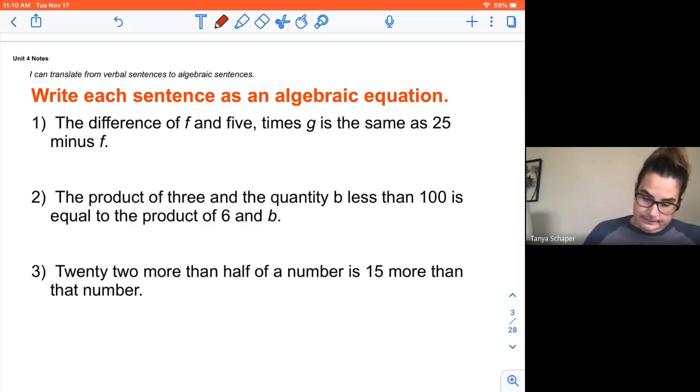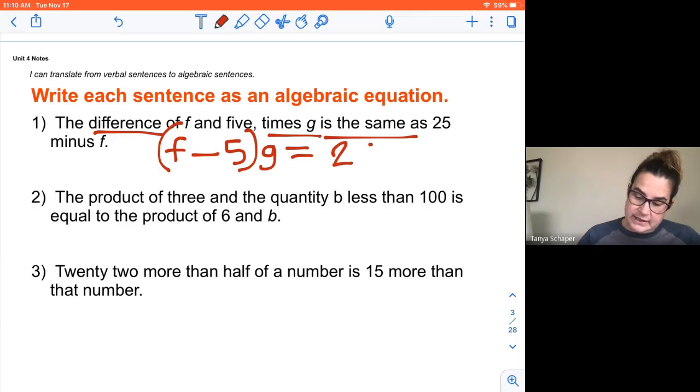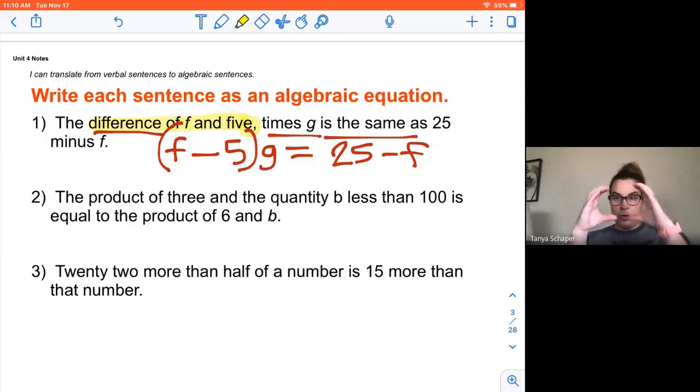Okay? So difference is subtraction. So we're subtracting f and 5. And then times g. So I'm going to take this as a quantity. Times g is the same as 25 minus f. Now, because there was this comma here, that tells me I take this part first and take that difference, that group, and multiply it by g.